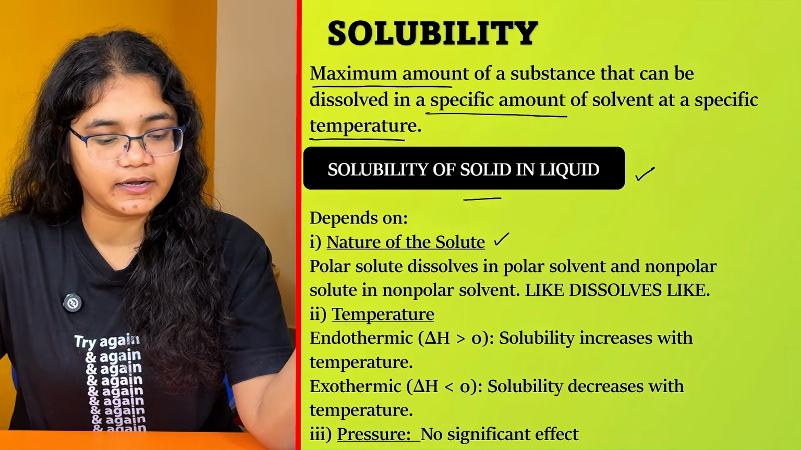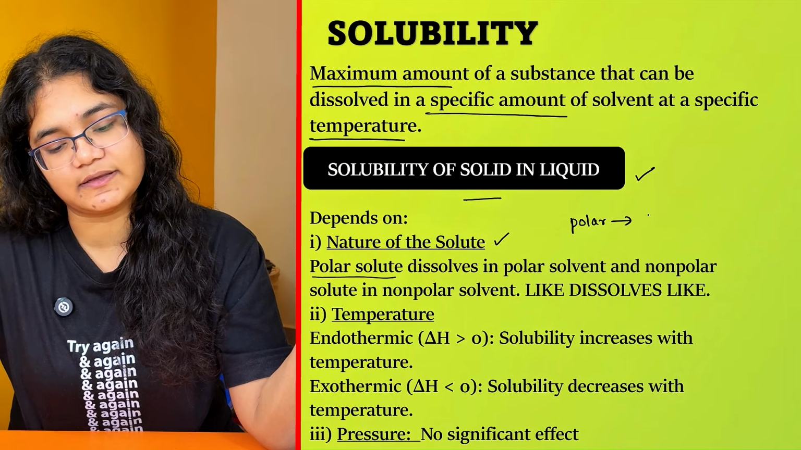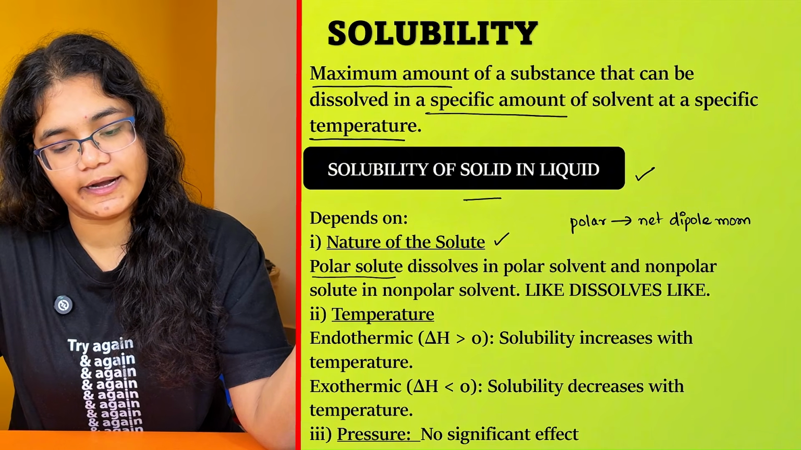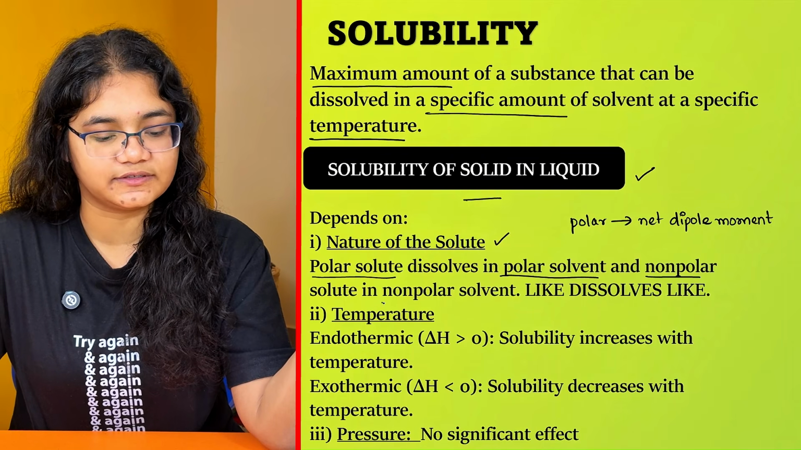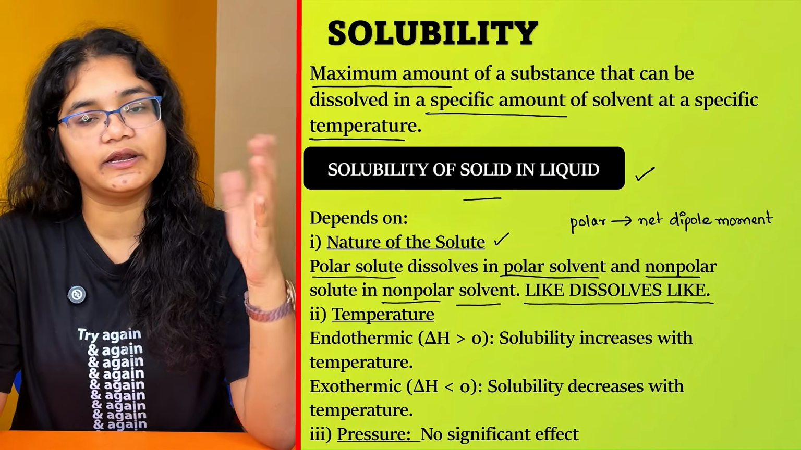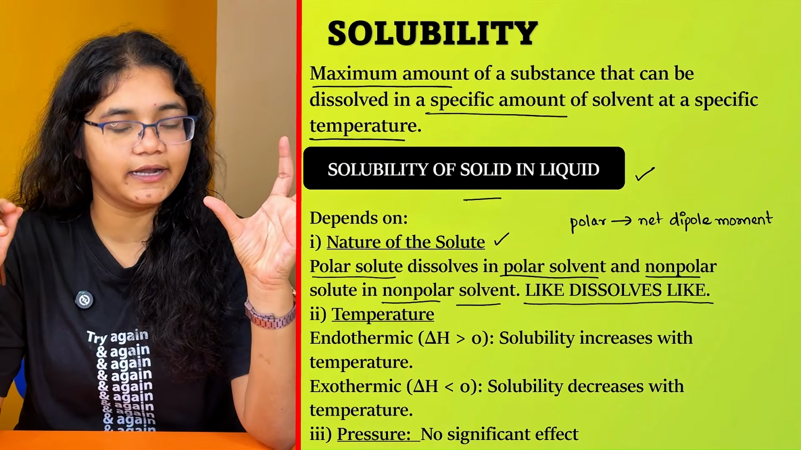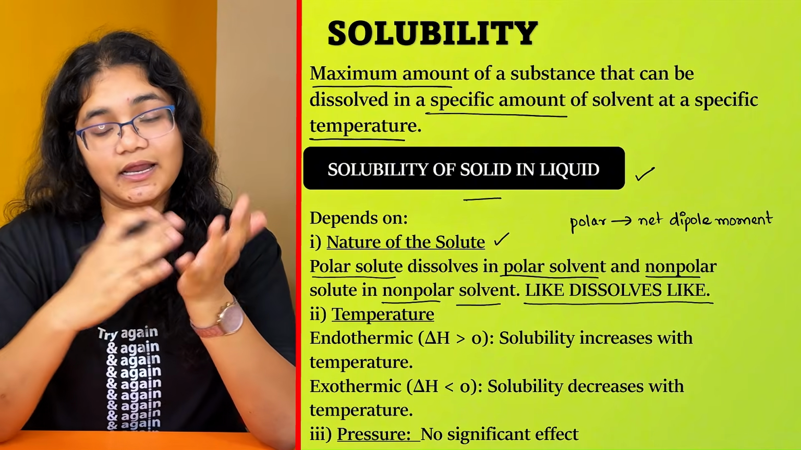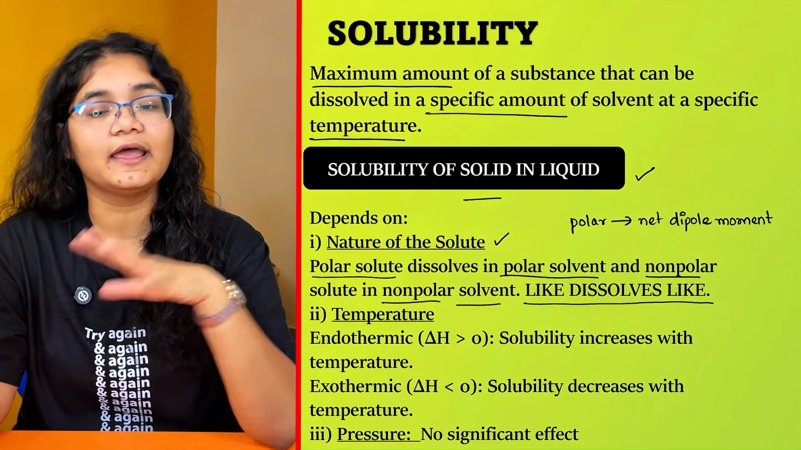Now here it is very, very important that if you have a polar solute, what do you mean by the word polar? Polar means something which has a net dipole moment, right? Net dipole moment should be there. So a polar solute should be dissolved in polar solvent and a non-polar solute is dissolved in non-polar solvent. There's a saying that like dissolves like. So polar will dissolve in polar, non-polar will dissolve in non-polar. Say benzene is a non-polar compound, right? And water is a polar compound. So all the non-polar solutes will be dissolved in benzene but not in water, and similarly all the polar solutes will dissolve in water and not in benzene.